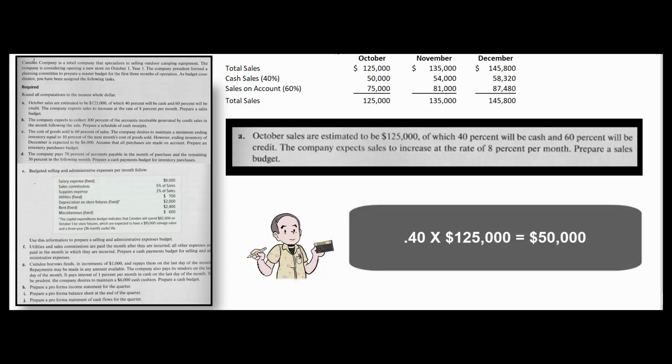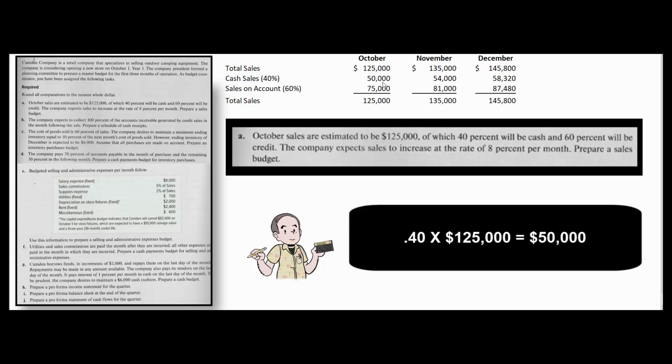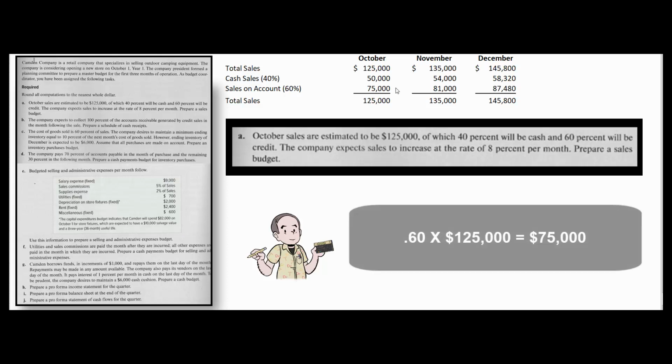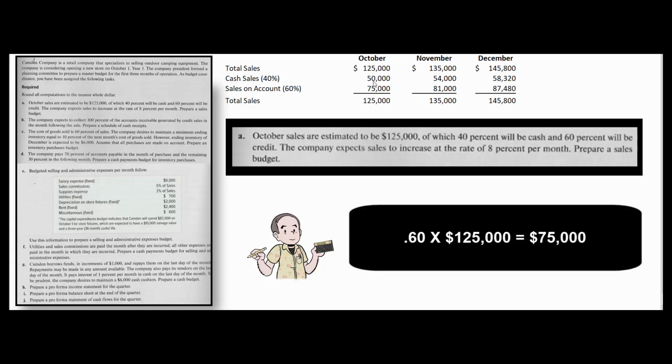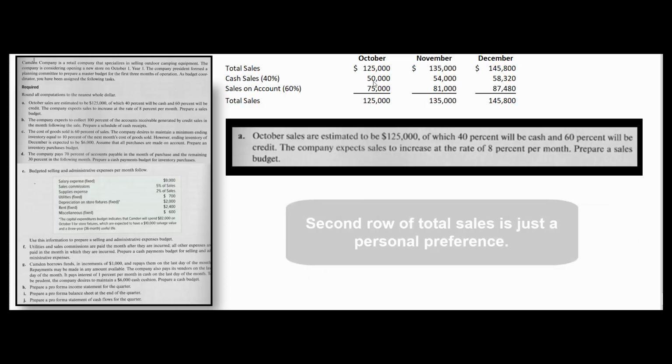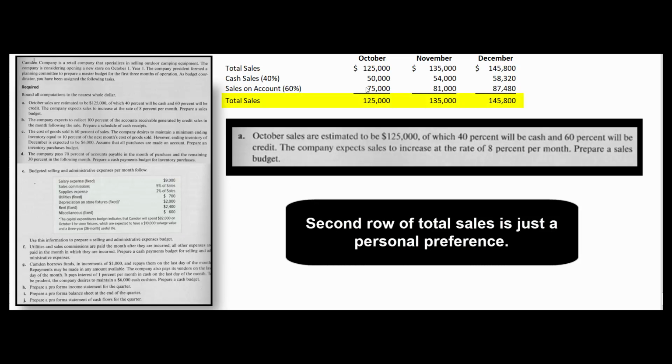So 40% of $125,000 is $50,000 in cash sales for October, and 60% of $125,000 is $75,000 worth of account receivables sent out at the end of October to get paid later. So I put a second row here of $125,000 total sales, $135,000, $144,800, just to double check myself, make sure that I added everything up correctly.